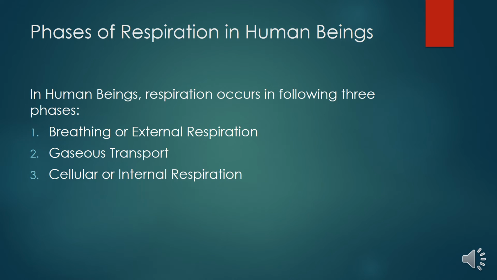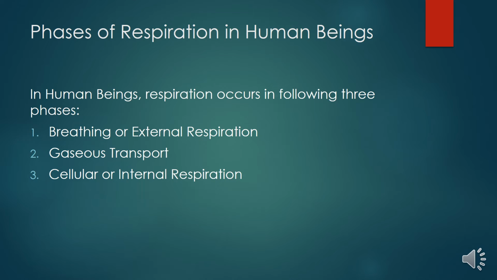Phases of respiration in human beings. There are three phases of respiration in human beings. The first one, breathing or external respiration. It is the inhaling of oxygen from the air into the lungs and exhaling carbon dioxide back to the air. Second, gaseous transport. It involves the absorption of inhaled oxygen into the blood present in the lungs.